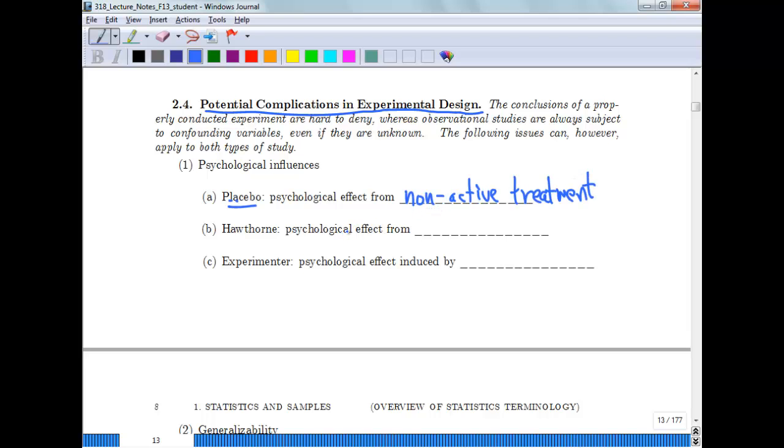A Hawthorne effect is a psychological effect simply from being in an experiment. Yay, I'm in the experiment. This is great. What do you want me to do, doc? The patient acts in a way that is not normal to them, and so the results bring about some form of bias. Then there's the experimenter effect, a psychological effect induced by the experimenter.